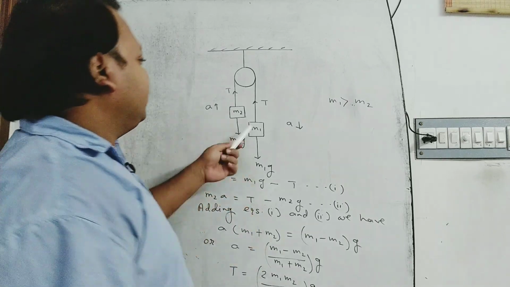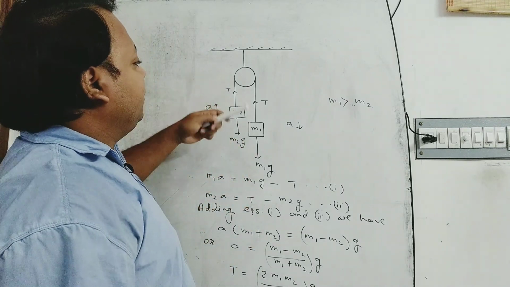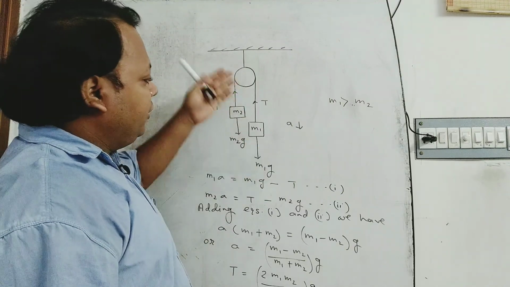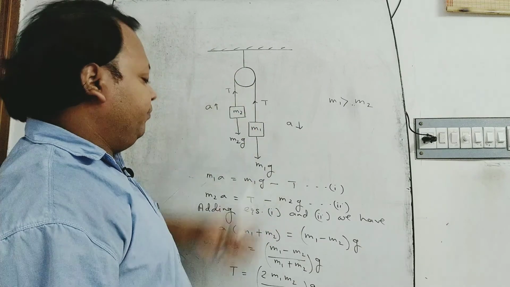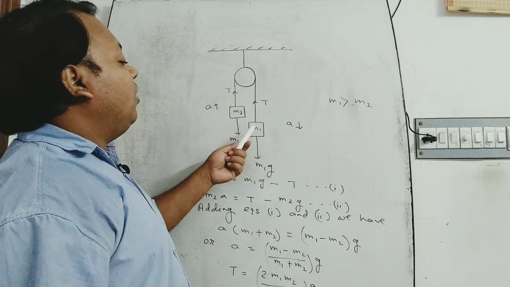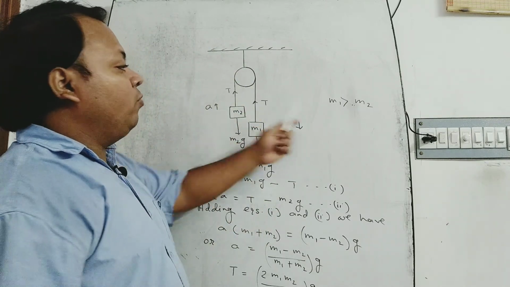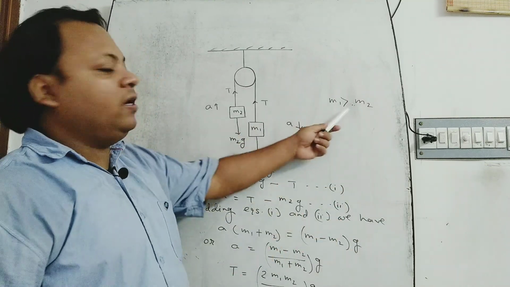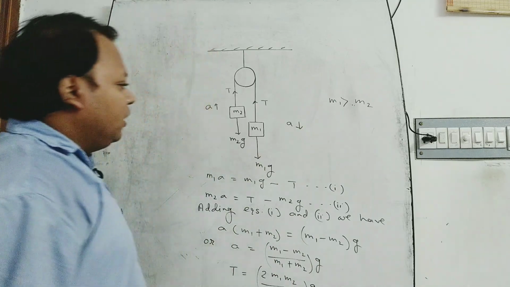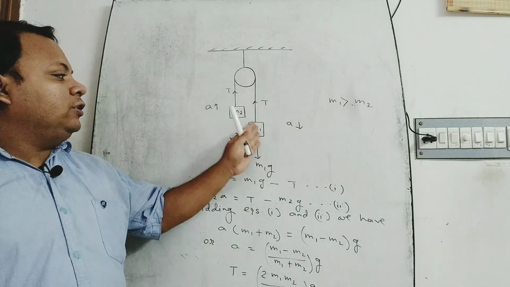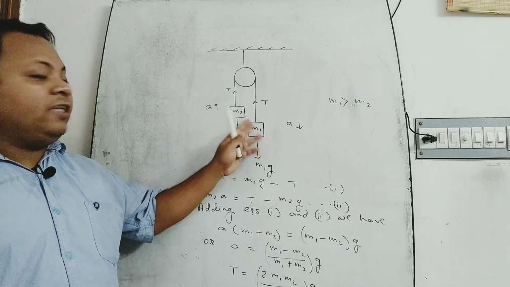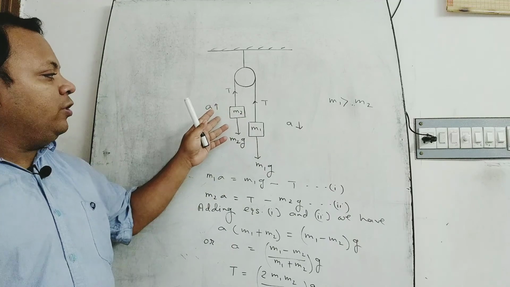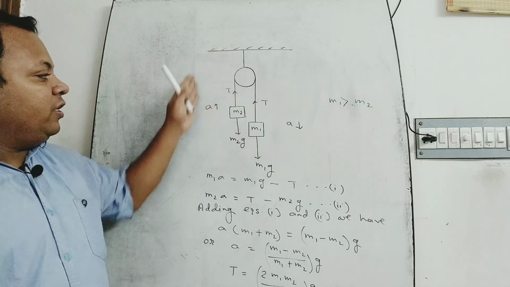Now two bodies are suspended by a string through a frictionless pulley in a vertical plane. Here the mass of the first body m1 is greater than the mass of the second body, that is m1 > m2. Therefore the first body, m1, moves downward with an acceleration a, and the second body moves upward with an acceleration a.